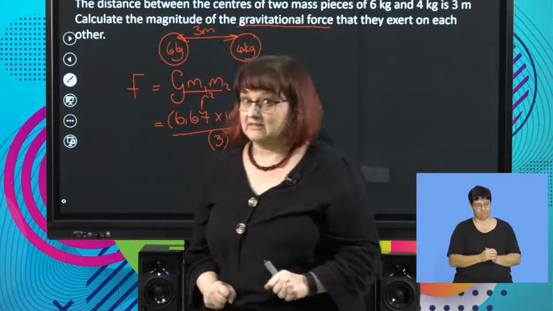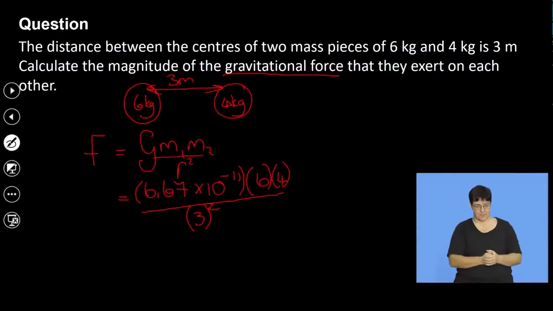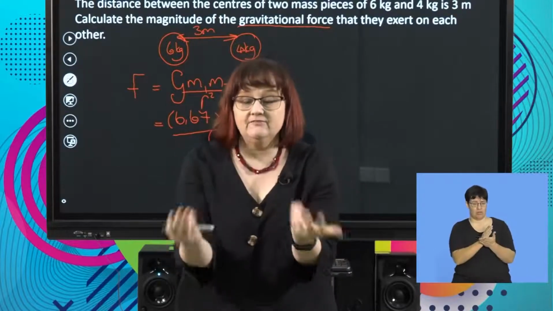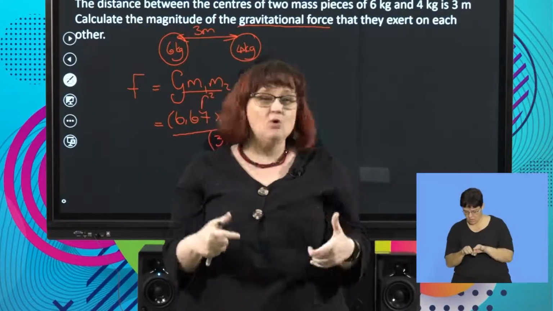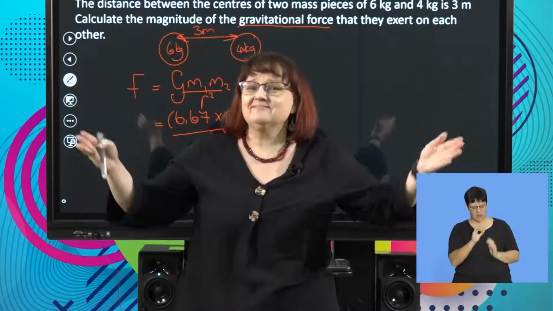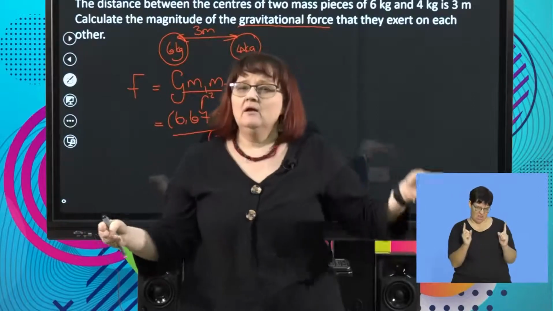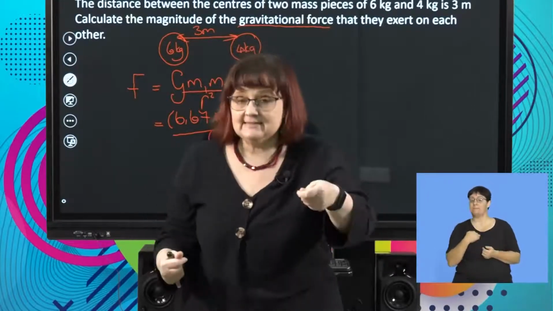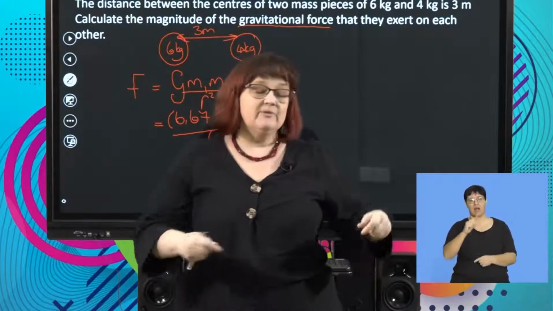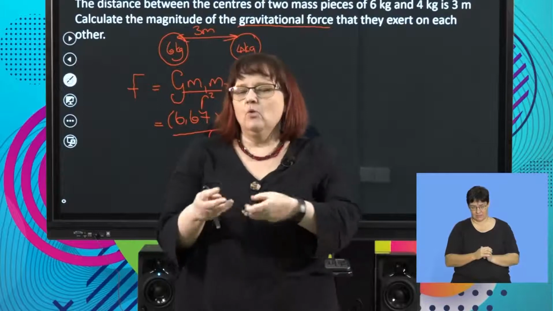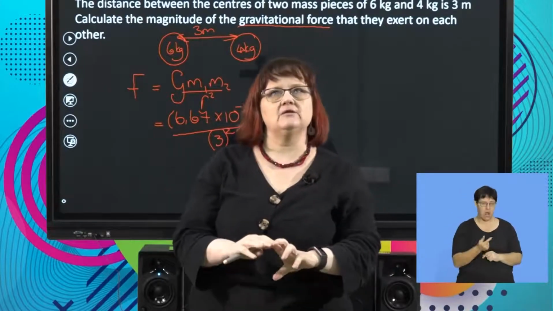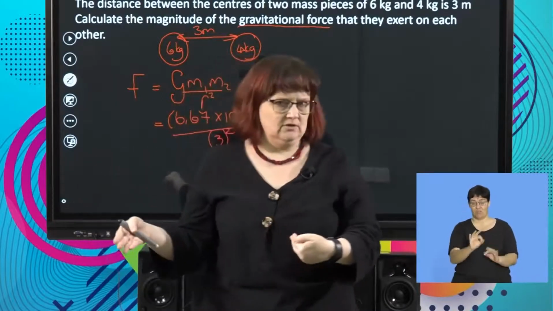Now we need to put this in our calculators. Before I do that, you also need to make a decision. Looking at the values that you've got, two small masses, 6 and 4, tiny. 3 meters apart, they're actually quite far apart. That means that I'm expecting to get a small answer. So before I even do the calculation, I'm going, what sort of answer am I looking for? Because that gives me an idea when I get to the end as to, did I get the right answer?